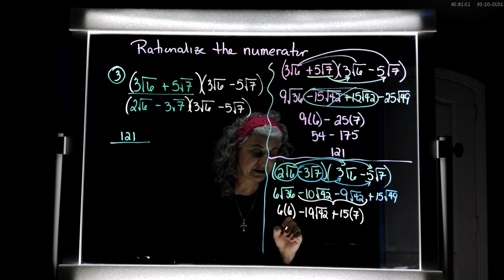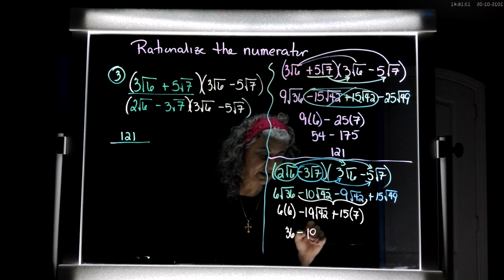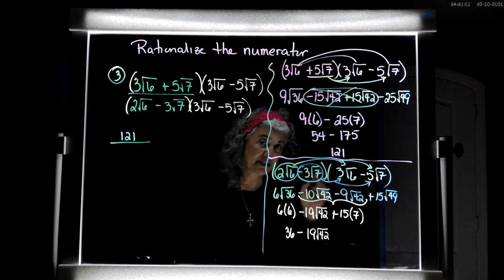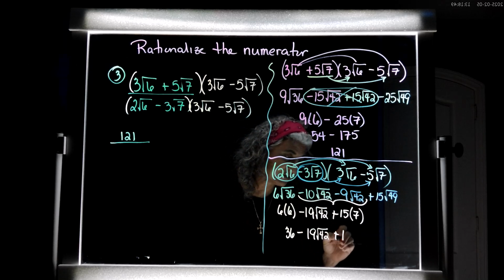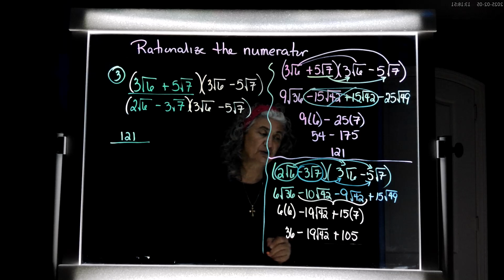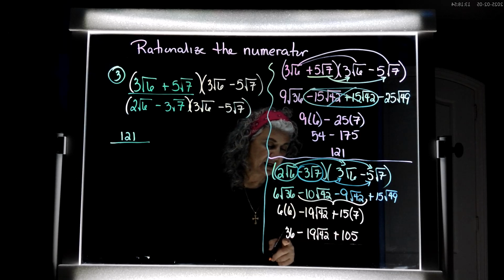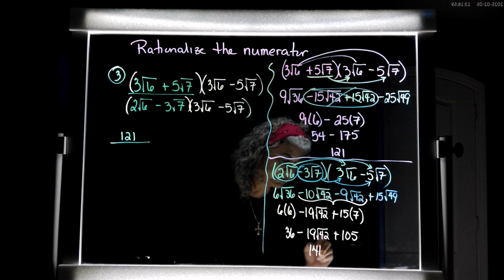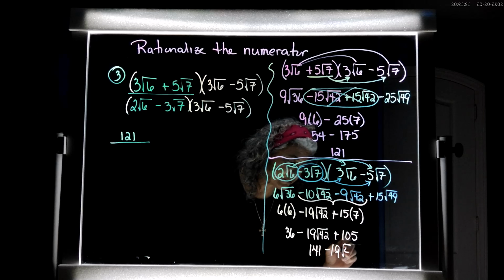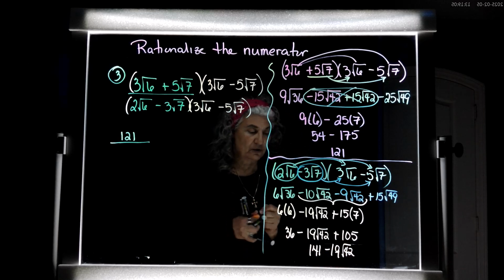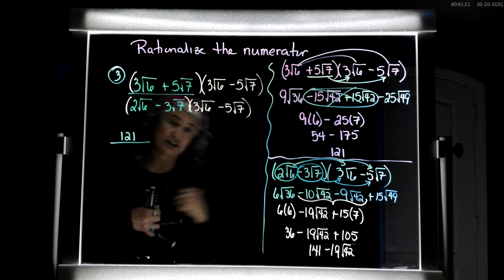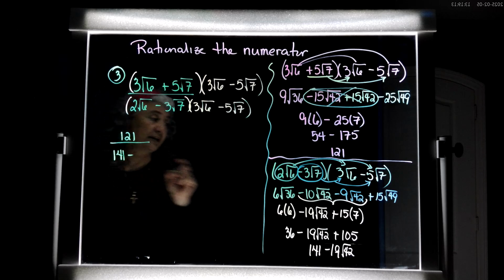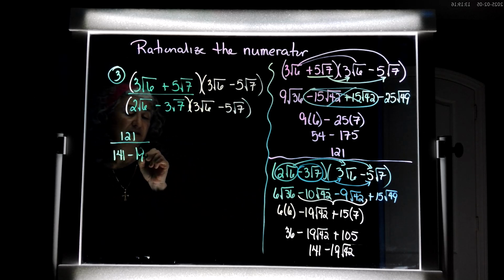Okay, let's keep simplifying. This is a 36. Nothing's changing on the middle term. And you've got 15 times 7, which is, good, 105. So far, so good? All right. Can we add the 36 and the 105? Sure. We get 141 minus 19 times the square root of 42. Well, that's a lovely denominator. Now you know why you kind of do it off to the side. It looks really ugly if you work on it in the problem itself.